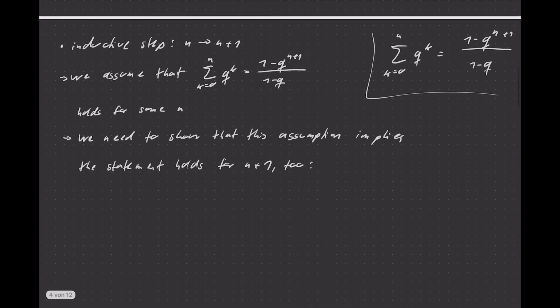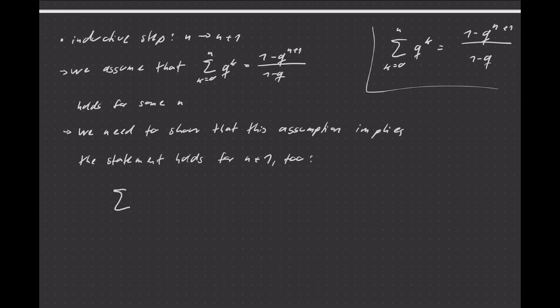And that statement for n plus 1 reads: the sum over the summation index k going from 0 to n plus 1 of q to the k equals 1 minus q to the power of n plus 1 plus 1 over 1 minus q. We want to show this. How do we do this?